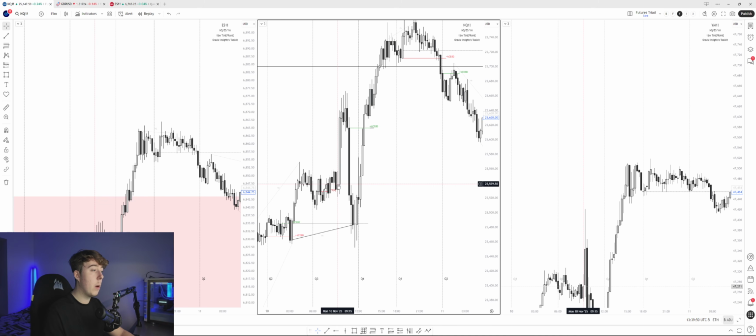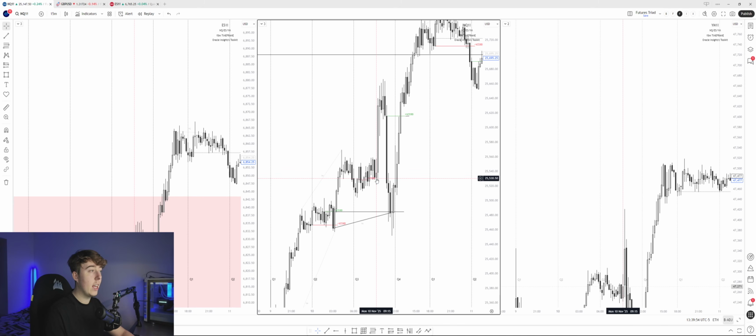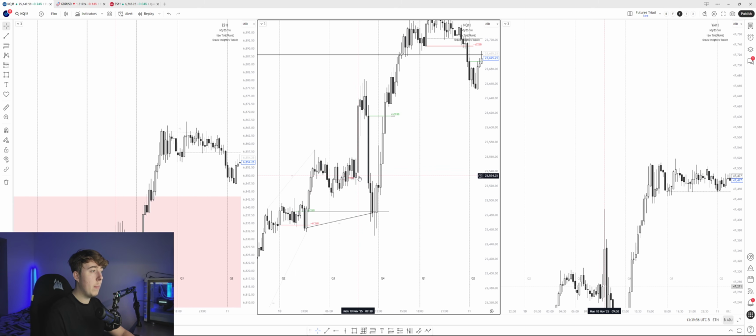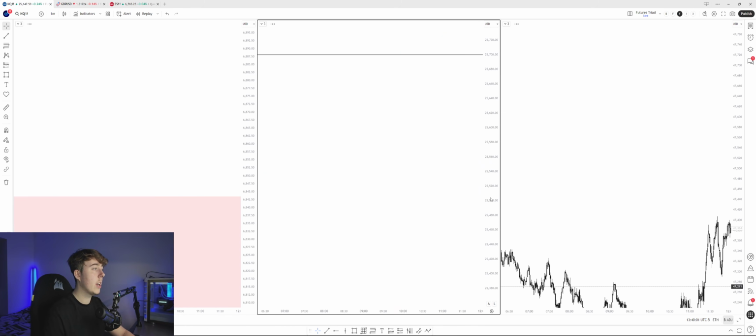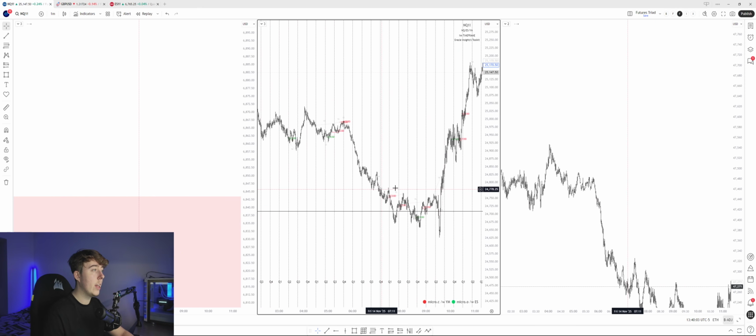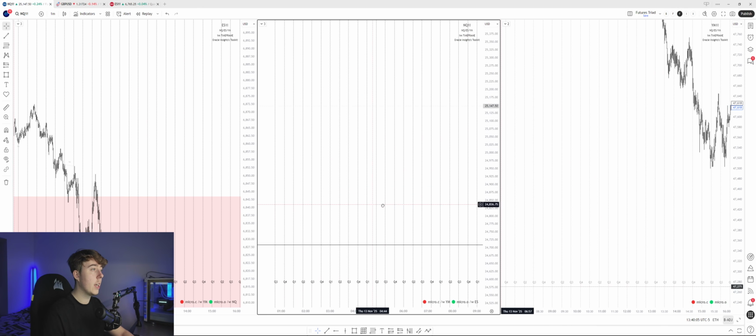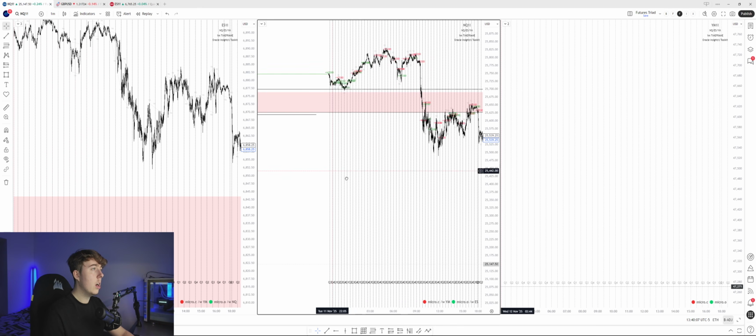So I didn't take anything here on Monday because for me, yeah, I just didn't take anything. I don't think I did at least. I mean, 9:30 did give a nice move higher initially. I think we got a micro actually on Monday, right before 9:30 as well. Let's take a look actually. Where's Monday at?